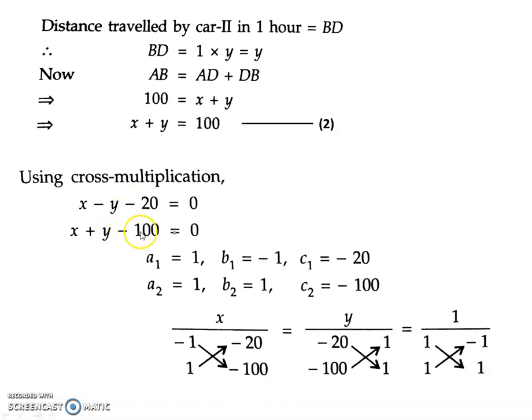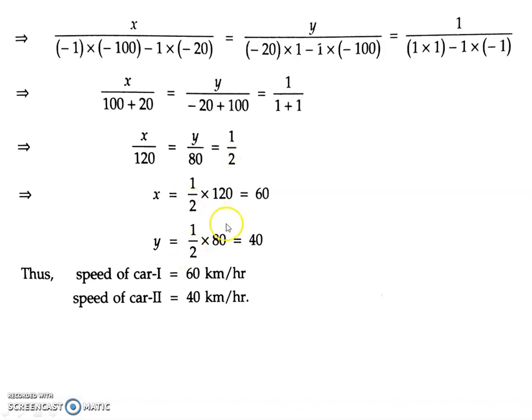Now once you get the equations, they are very easy to simplify. If you are going by the elimination method, here the y term is negative, here the y term is positive. It will get cancelled automatically and you will easily get the answer. So after simplifying, you will get the speed of the first car as 60 km per hour and the speed of the second car as 40 km per hour.